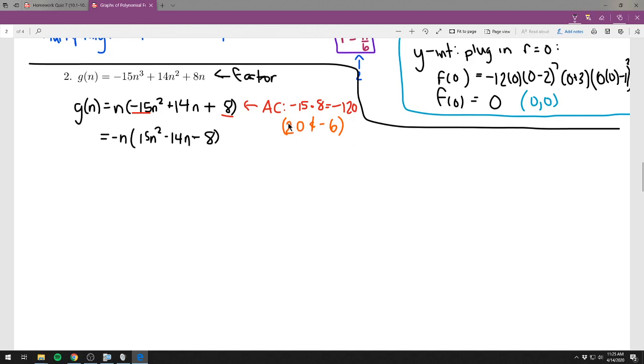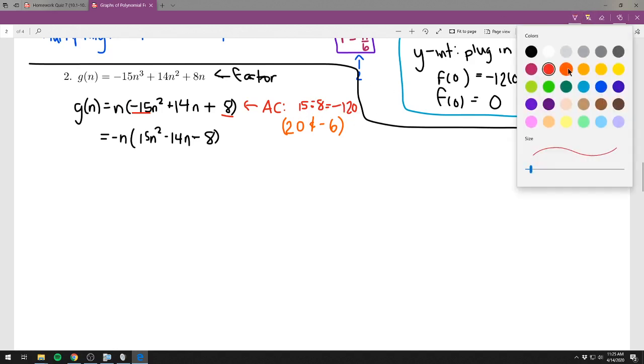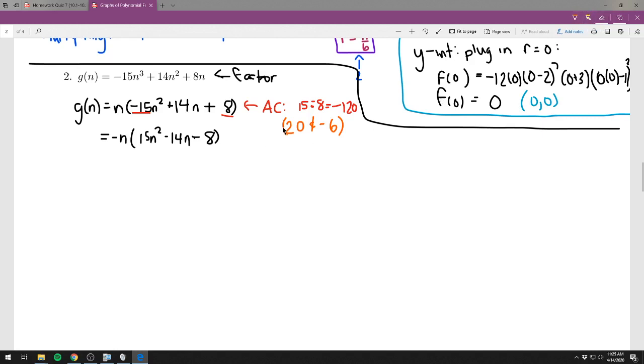You'll notice here that the 20 and the negative 6, that's still going to be the same thing. Our a times c is still the same number. It's just flipped the sign. A is 15 and c is negative 8, but multiply those, we still get negative 120. What will change is that we now have to add to negative 14, so it'd be negative 20 and 6. All right, so factoring out the negative is something I usually do. I'm not sure why I didn't do it the first time, but I think it's a lot easier to have your leading coefficient be positive.